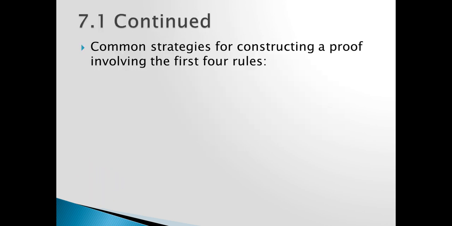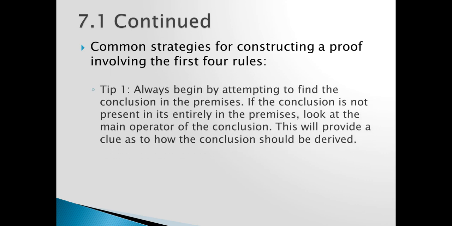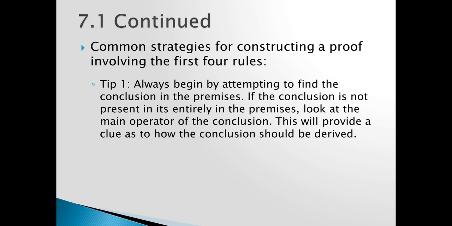All right. Common strategies here for constructing a proof involving the first 4 rules. And this is something you're going to use as you go throughout this particular section. The first set of 4 rules you're going to get in 7.1 and the exercises for that are going to be pretty simple in how you get to the conclusion because there's not a whole lot of rules in play. But by the end of this, we're going to have something like 12 or 14 in play. It becomes far more difficult, and then you've got to have a kind of strategy for approaching the proof to save yourself some time in getting there.